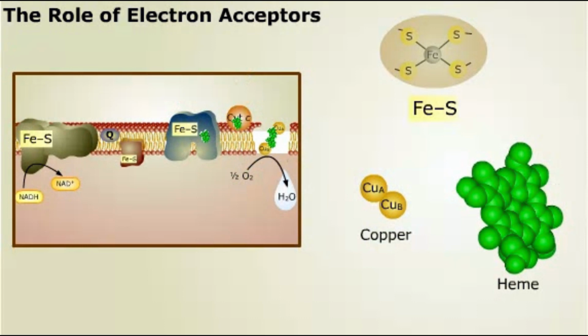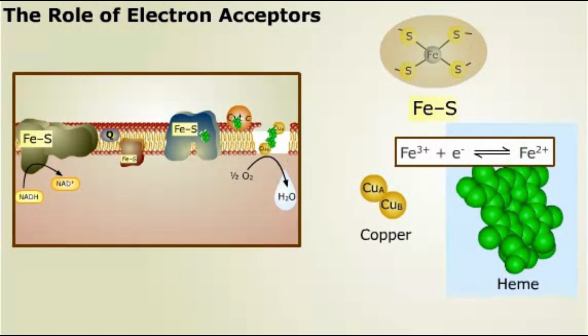Like hemoglobin and catalase, cytochromes contain a heme group. Heme groups have iron centers. The heme iron is converted from iron plus 2 to iron plus 3. Iron plus 2 has one more electron than iron plus 3.